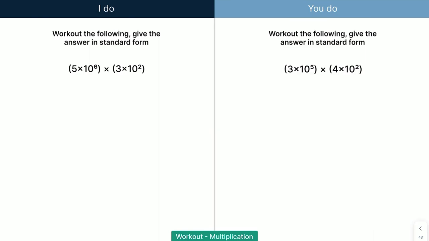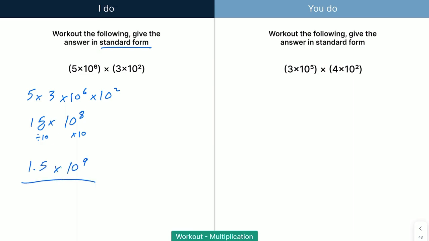And finally, we're looking at multiplication and then division. So in terms of a question like this, the way I like to do it is just do the numbers first. So you can rewrite this like this. Okay, so now if you do 5 times 3, that's 15. If you do 10 to the power of 6 times 10 to the power of 2, that's 10 to the power of 8. And now it's not in standard form yet. Remember, in standard form, this part has to be between 1 and 9. So I hop the decimal 1 to the left, which means I divide this by 10. So I times this side by 10. So that becomes 1.5 times 10 to the power of 9 is my final answer.